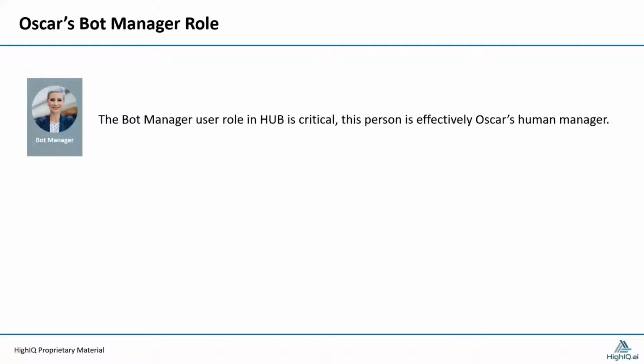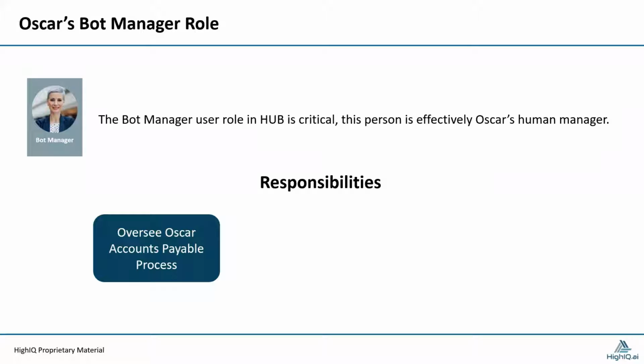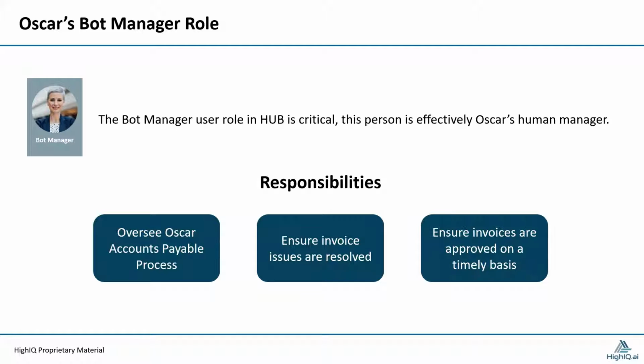The bot manager user role in the hub is critical. This person is effectively Oscar's human manager. The bot manager is responsible for, among other things, overseeing the Oscar accounts payable process, ensuring invoice issues are resolved, and ensuring invoices are approved on a timely basis.